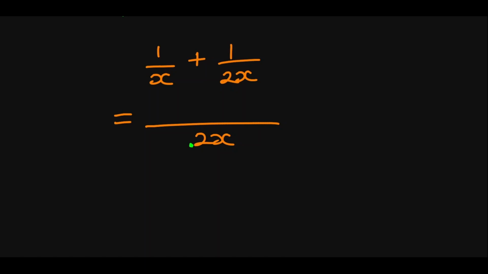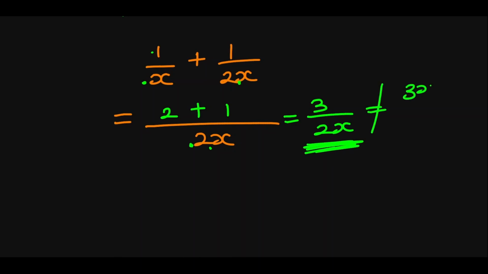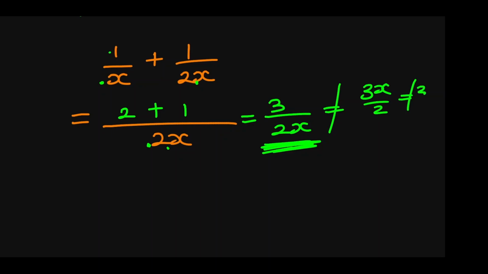X will divide 2x to give us 2, then 2 times 1, 2, plus 2x will divide 2x to give us 1. 1 times 1 is 1. So this gives us 2 plus 1, 3, over 2x. Now this x still remains in the denominator. It is not equal to 3x over 2 or 3 over 2x. It's not the same thing.